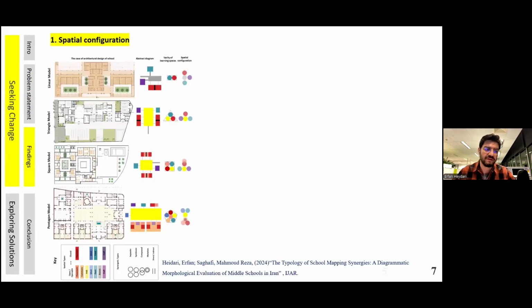The initial research finding pertains to spatial configuration. As you can see in this image, the process involved 4 steps, beginning with analyzing the school plan and culminating in the emergence of a spatial configuration. This method of spatial configuration is rooted in diagrammatic morphology, which aids in understanding spatial relations and allocation.